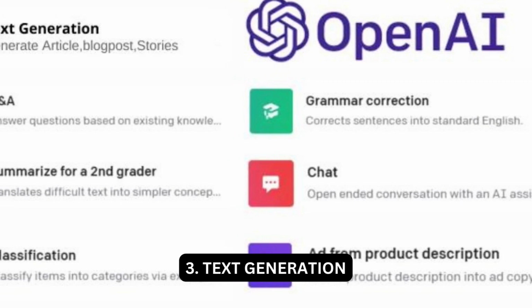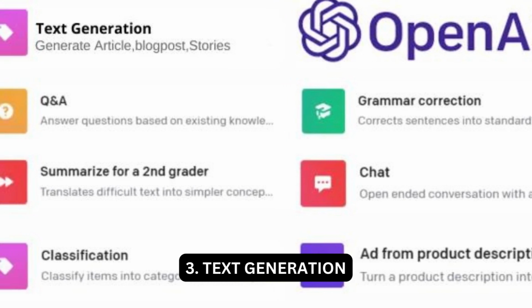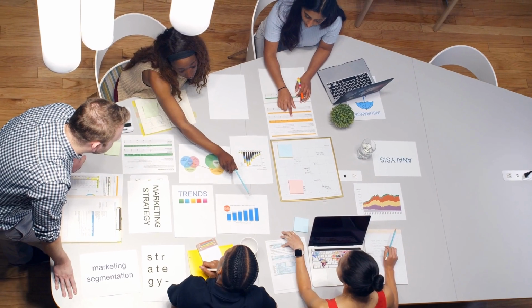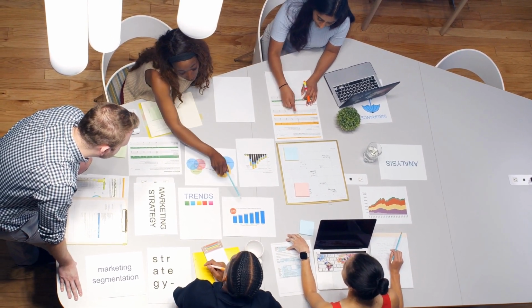3. Text generation. ChatGPT can be used to generate text, such as summaries, news articles, or poetry, based on a given prompt. This can be used in industries such as journalism, content creation, and entertainment to automate the writing process and generate high-quality content quickly.